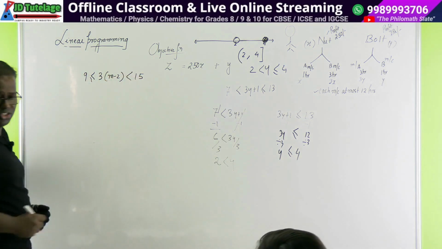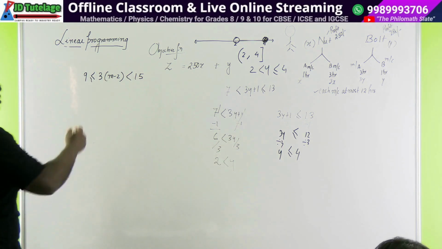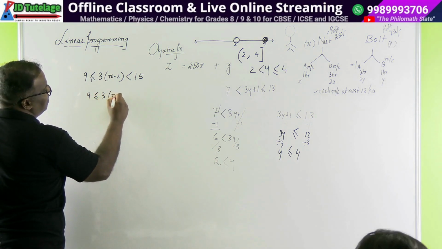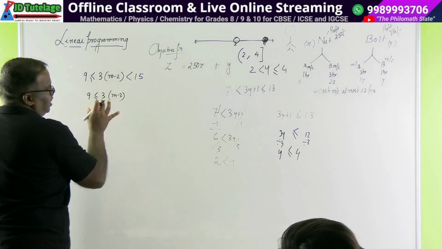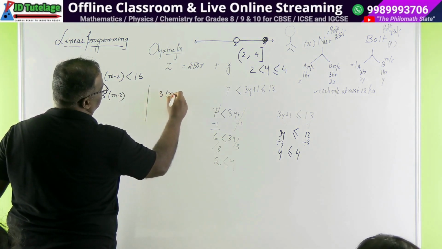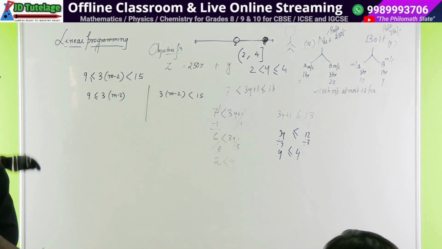That makes sense. I wrote exactly this in your textbook. Makes sense, right? So you just split this into 2 parts and you say 9 is less than 3 times of m minus 2, that being one of the inequalities, and the other inequality would be 3 times of m minus 2 is less than 15. You get it? Right, fine, very good.